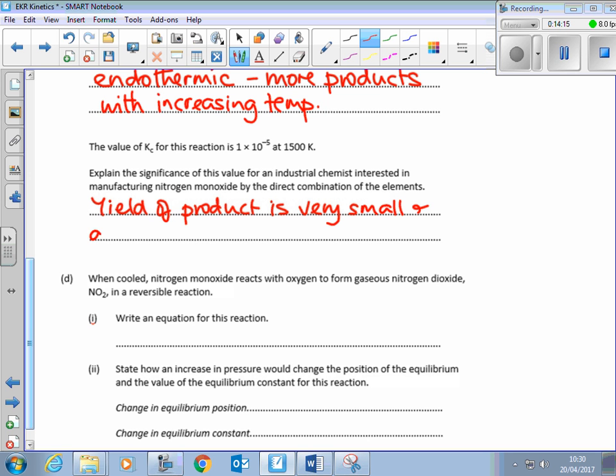And it doesn't justify the cost of high temperature. So they'd find another way of doing it. They wouldn't react together the nitrogen and oxygen, or they'd use a reaction that had a catalyst. I don't know if that one does.